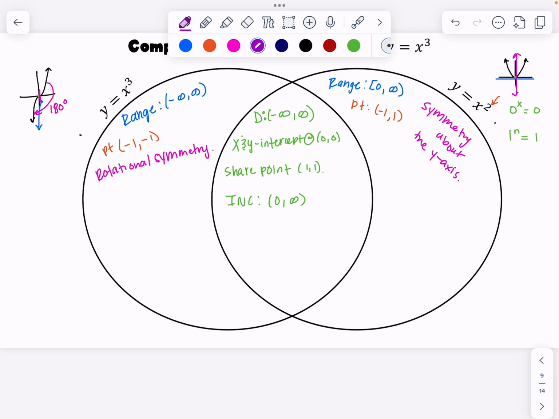We also discussed increasing and decreasing intervals. We said for a cubic, it is constantly increasing. So it's increasing from negative infinity all the way to infinity. Once again, it has that shared bit at (0, 0). Versus the quadratic actually starts going down before it turns around to go up. So it increases from 0 to infinity, but it decreases from negative infinity to 0. So that is the contrasting piece there, that decreasing interval.